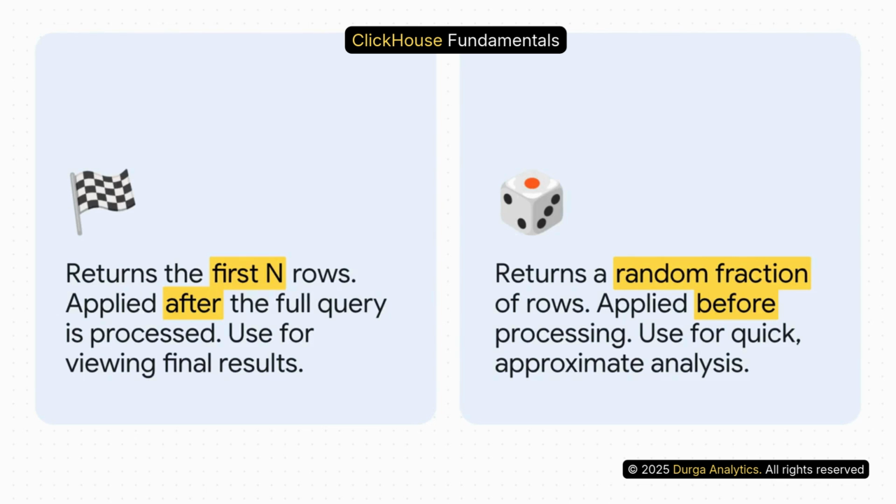Okay, getting this slide is absolutely key. Limit basically lets the entire query run, does all the work, and then at the very end, it just gives you the first few rows of the final result. It's for when you want to preview a complete, accurate answer. Sample, on the other hand, tells ClickHouse to only run the query on a fraction of the total data to begin with. It's incredibly fast and perfect when you just need a rough, back-of-the-napkin answer for trend analysis on huge data sets.